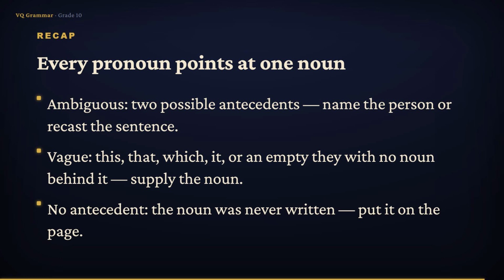Set that beside everything else in this unit: pronoun case, who and whom, and pronoun antecedent agreement. And you now have the full toolkit for using pronouns correctly. Point at the pronoun, ask which noun it replaces, and if you cannot answer in a single word, rewrite. That is Unit 7 complete.